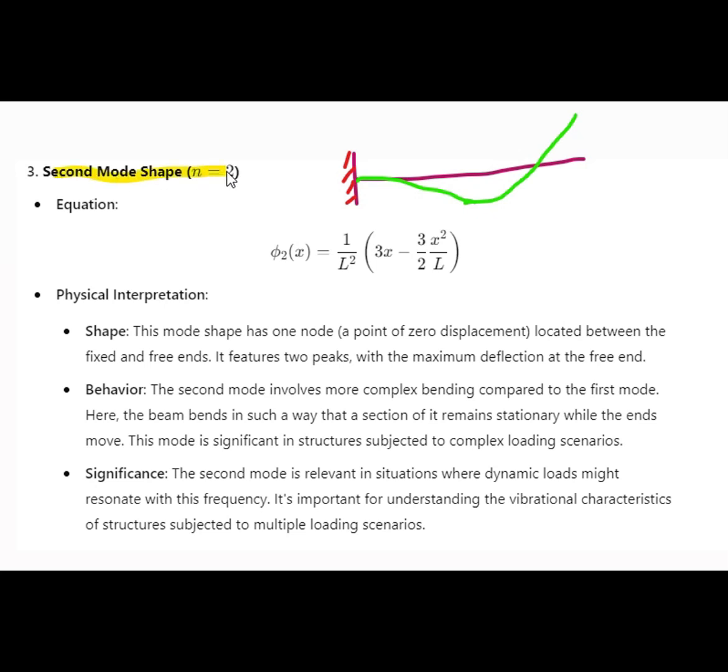So this is the second mode shape, n equal to 2, phi 2 of x. This curve is 1 by L squared, here 3x minus 3 by 2 x squared by L. This is also a quadratic equation, in x squared. This mode shape has one node, a point of 0 displacement, located between the fixed end and the free end. Between these two ends, this point of 0 displacement is located. It features two peaks with maximum deflection at the free end.